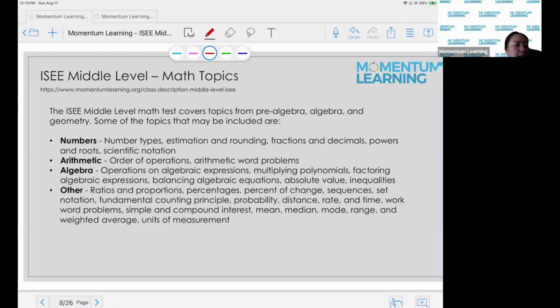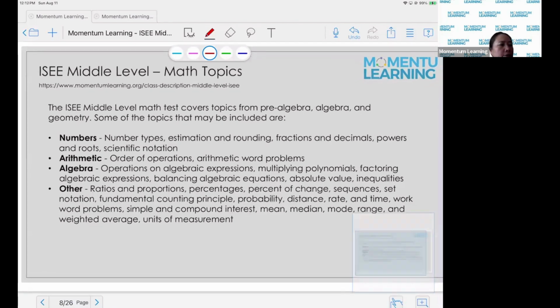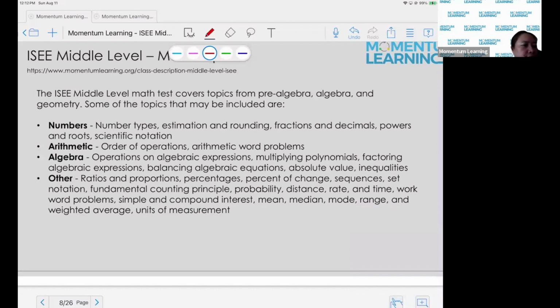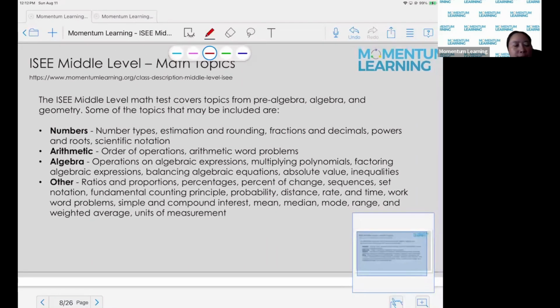arithmetic word problems. And algebra, we will do some operations of algebra expressions. We will multiply polynomials, factor some expressions, and work with absolute value and inequalities. And of course, we have lots of others: ratios, proportions, percentages, sequences. So a lot of topics will be covered in the middle level math test.